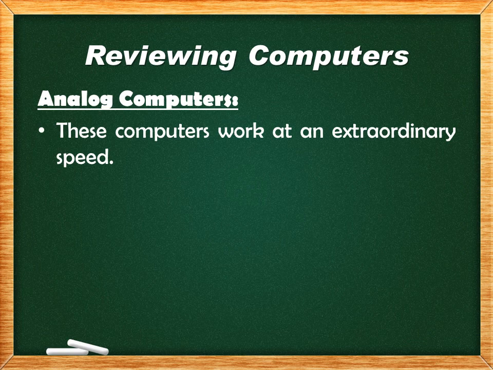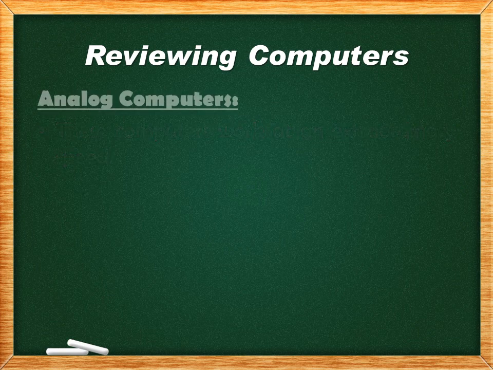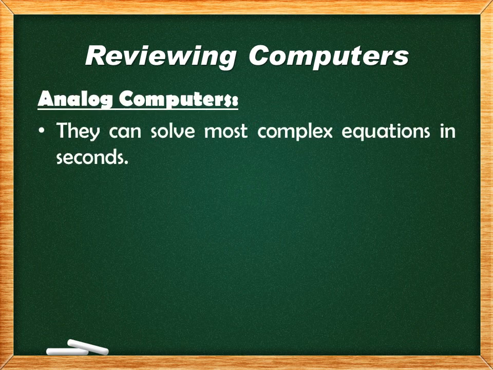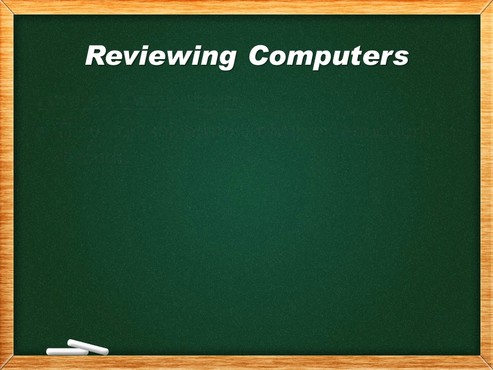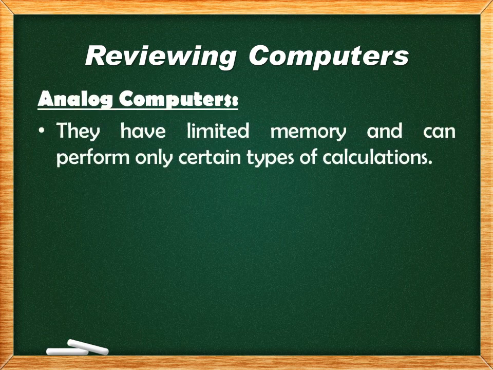analog computer. These computers work at an extraordinary speed. Extraordinary means faster than normal. Okay, so they are the faster ones and can do work at a great speed. They can solve most complex equations in seconds. But there is an issue: they have limited memory and can perform only certain types of calculations.